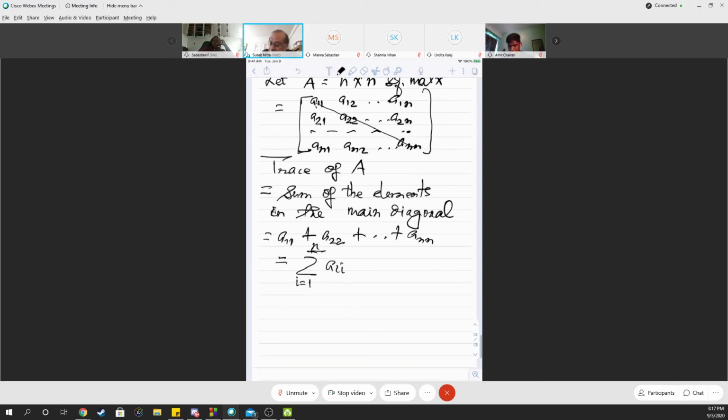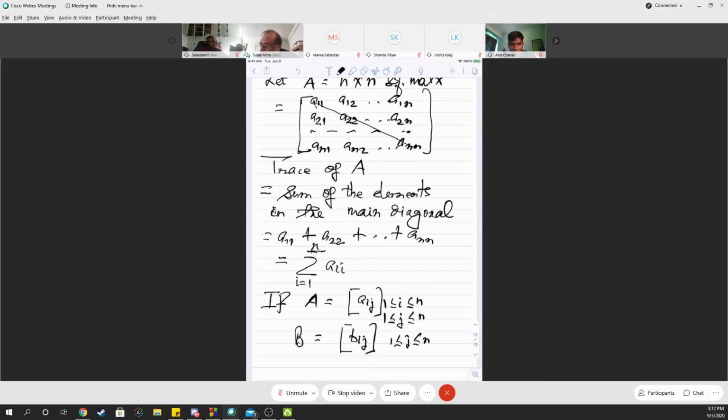So if A is a square matrix Aij, i from 1 to n, j from 1 to n, and B is also a square matrix of the same order, of course they are compatible for addition.